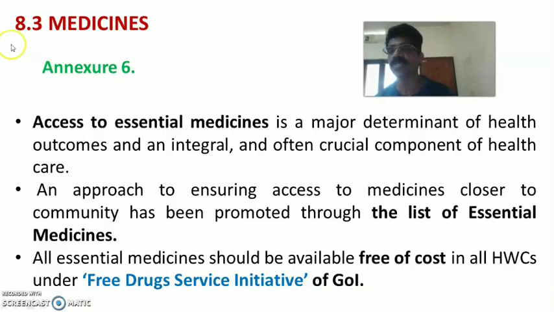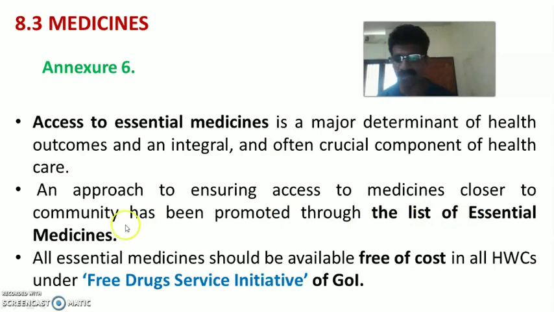Then under service provision, next one is 8.3, that is related to medicines. Okay, in Annexure 6 it has been clearly mentioned that nearly 100 medications have to be supplied or issued free of cost from the sub-health center. So 8.3 is medicines. So access to essential medicines. The sub-health center should have access to essential medicine free of cost for the public, okay, for the people who are visiting the sub-health center as OPD.